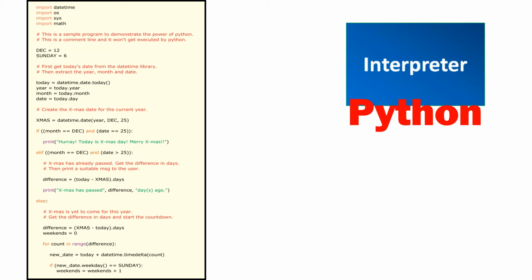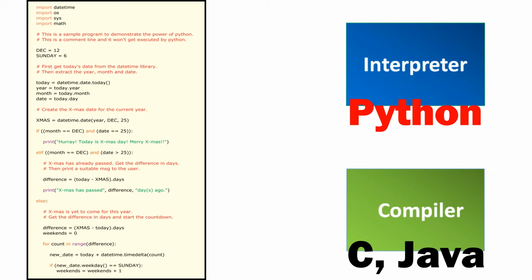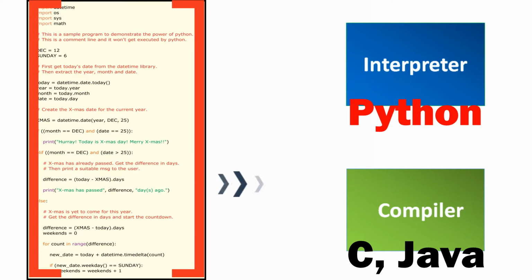An interpreter takes one instruction at a time from our code, translates it into machine language and executes it. There are other programming languages such as C, which take the whole code and convert it into a machine-readable format. We call them compilers. They both do a similar job.